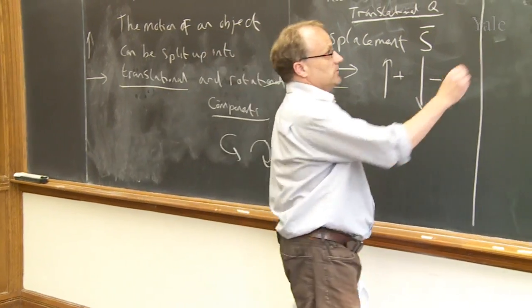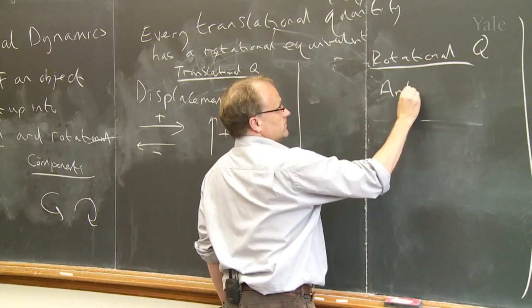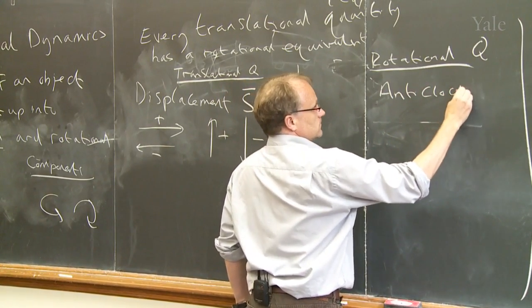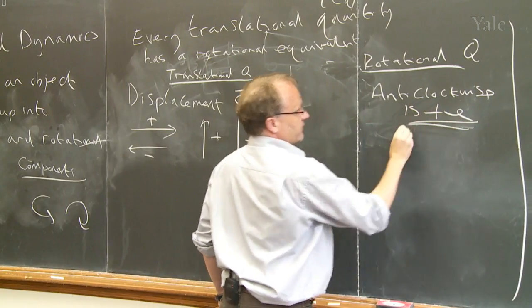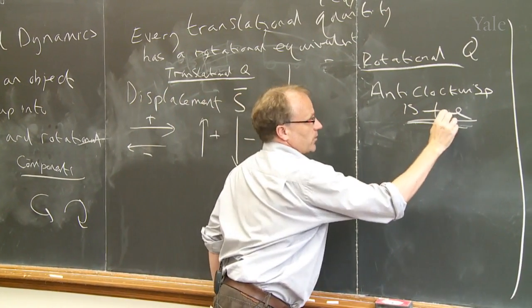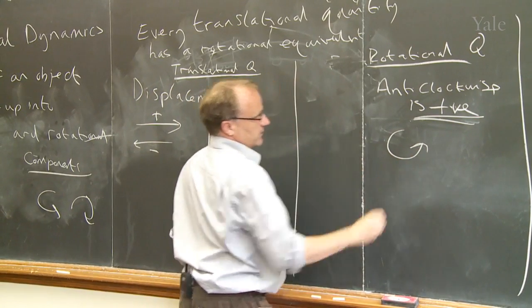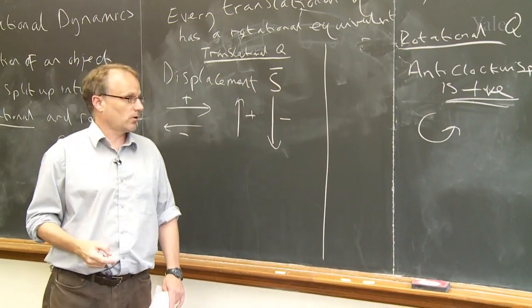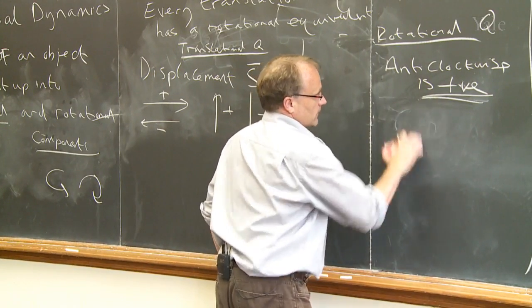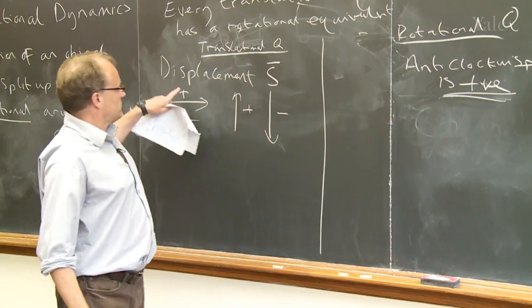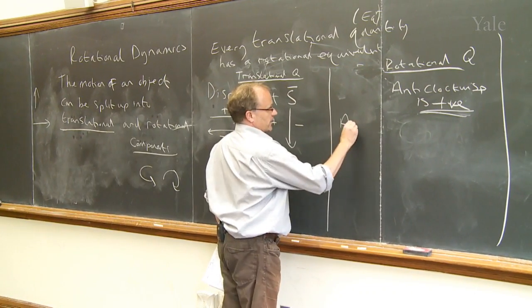For rotation, the convention is that anti-clockwise is positive. So, for example, this direction, if you like. Anything going anti-clockwise. So the quantity that is equivalent to displacement is something called angular displacement.